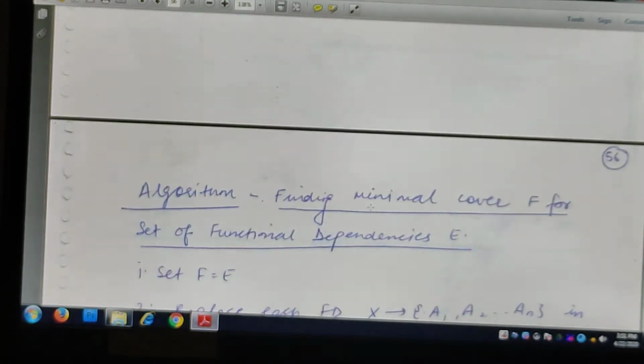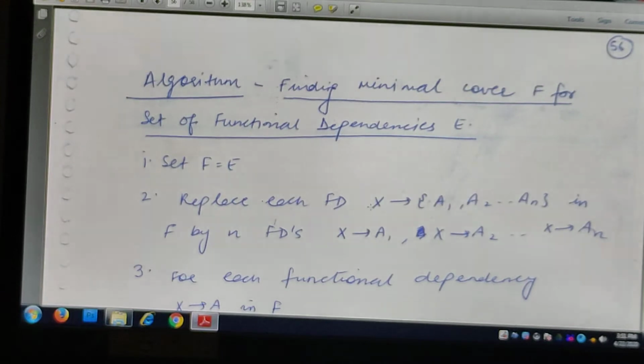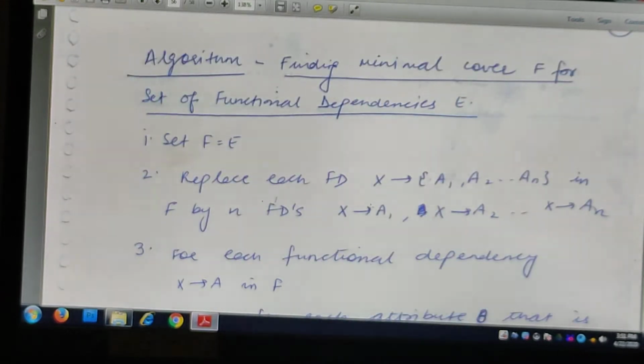We have an algorithm to find the minimal cover F for a set of functional dependencies E. Suppose my initial set of functional dependencies is E. I want to find the minimal cover and I am storing it in F. So we are starting with this. The first step is that I store E into F.